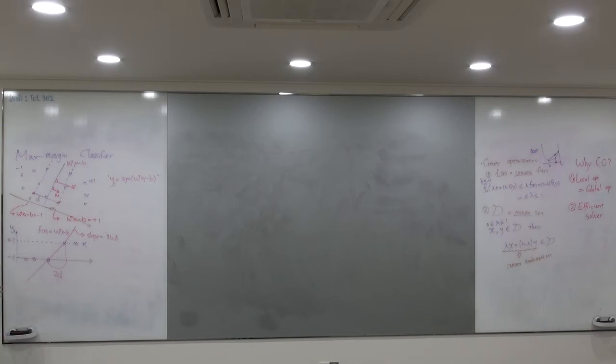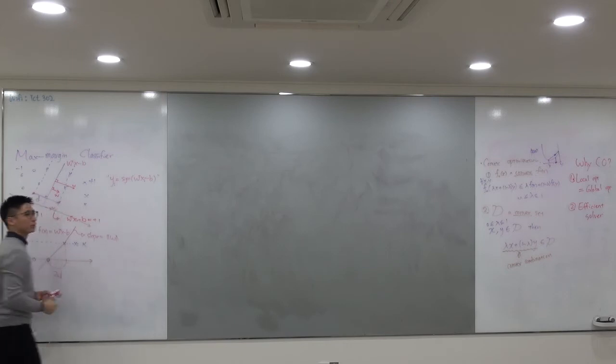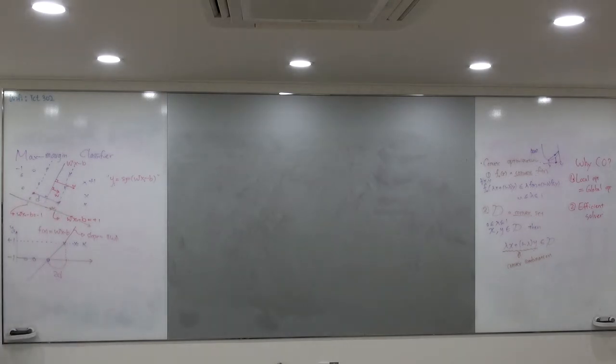Our current goal is to find the margin's expression in terms of other variables. Since we don't have D in our model, we want to express D in terms of other variables. In order to do that, we do some geometrical inspection. If we are basically looking from this side, this is the kind of picture.